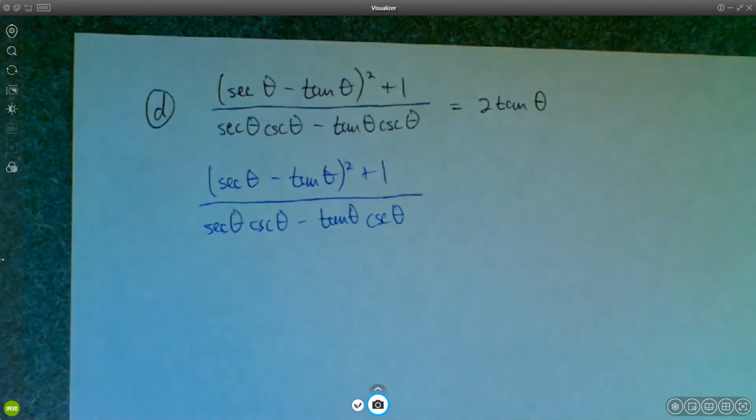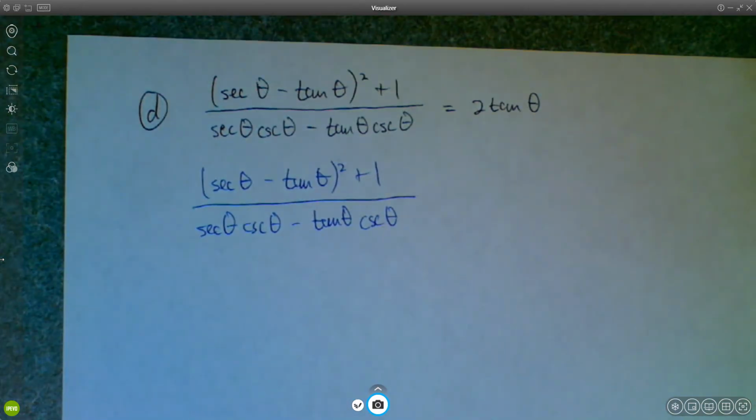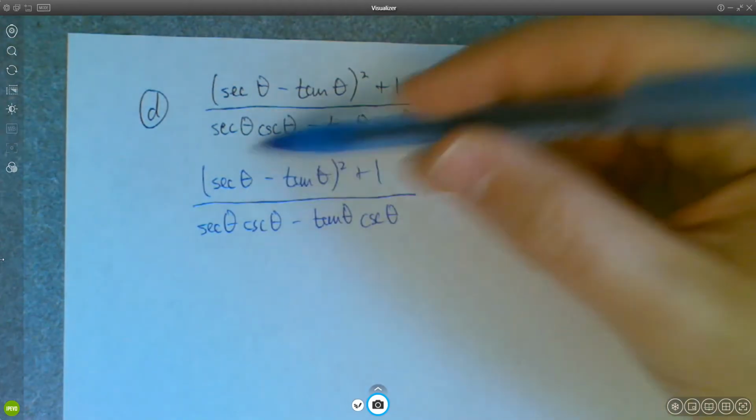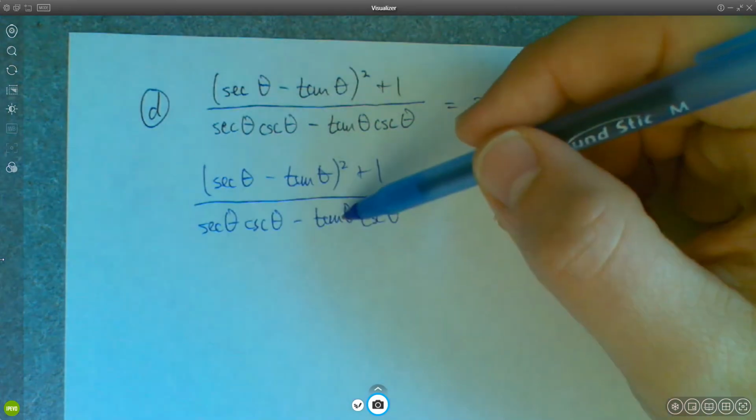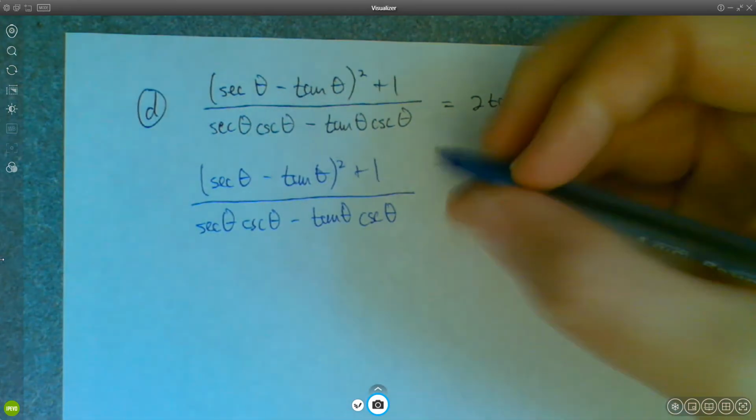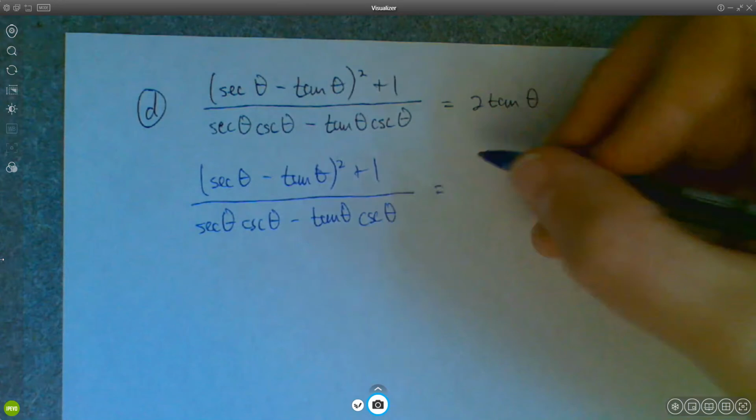Alright, so I think I just need to write some stuff down to try something out. And here's what I think I'm going to try. I think I'm going to go ahead and FOIL out the secant theta minus tangent theta squared. And then I'll factor out the cosecant theta from the denominator. So I'm going to try both of those things.